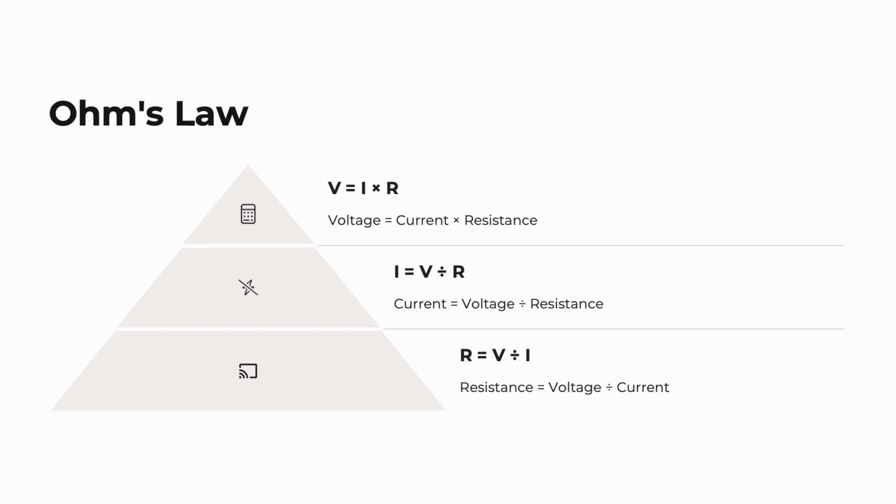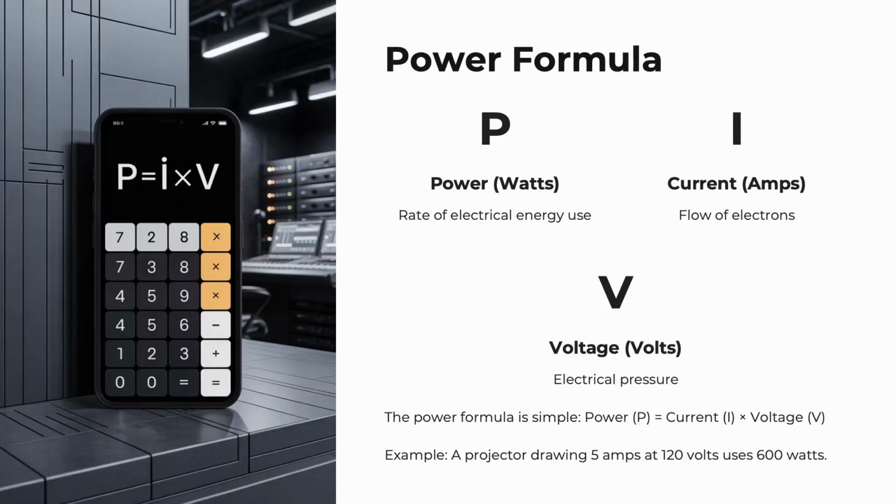Let's say you have a 12-volt power supply, and your speaker has a resistance of 6 ohms. You can calculate the current as I equals V over R, which is 12 over 6 equals 2 amps. Once you know the current, you can plug it back into the power equation, and that gives you 24 watts. By combining Ohm's and power law, we get a powerful toolkit for designing circuits and selecting equipment.